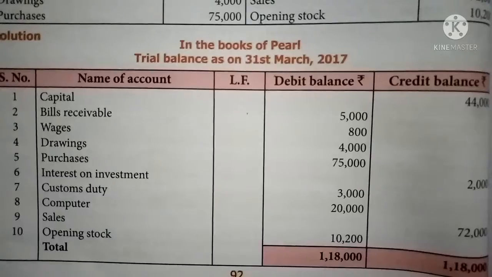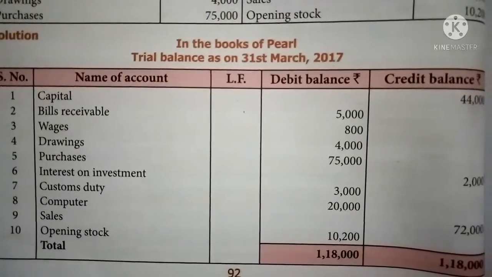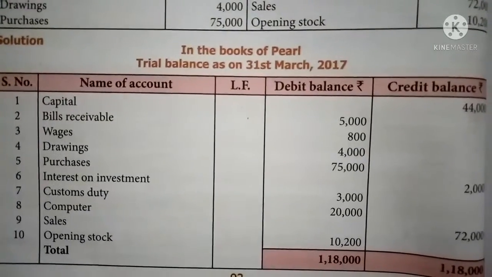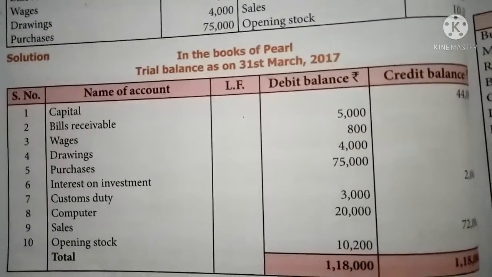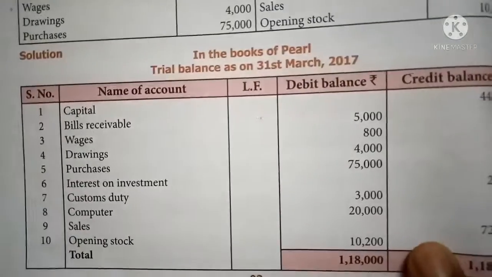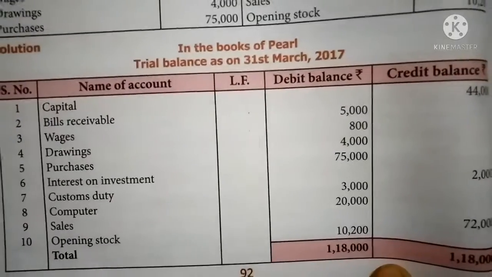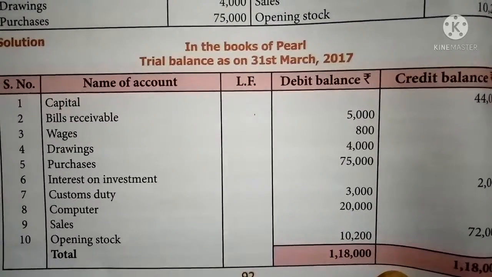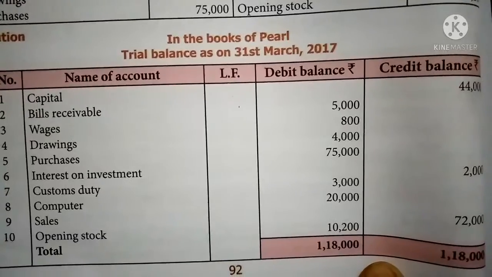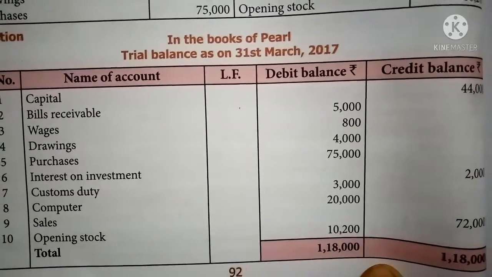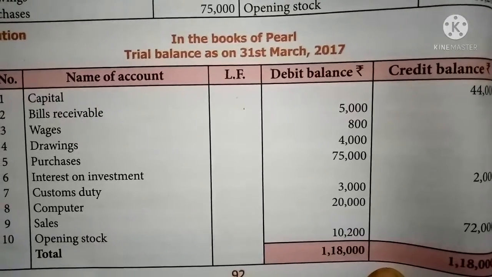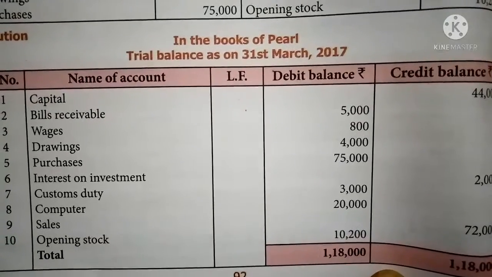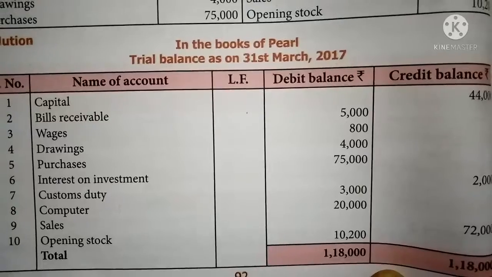You can write all the ledger names in the name of account. Only you should identify in which column the amount should be written, whether debit column or credit column. Wages, expense, debit column 800. Drawing, expense 4,000, debit column 4,000. Purchases, payment, that is expense, debit column 75,000.